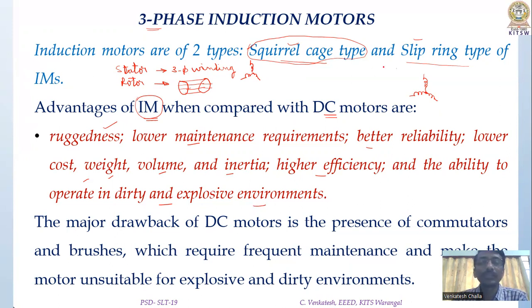But in case of slip ring type, the disadvantage is the presence of external resistors, slip rings and all, and in DC motors, we have the presence of the commutator. The rigidness is not there, but all these advantages can be listed with respect to the squirrel cage type of induction motors. Coming to the DC motors, the main drawback is the presence of commutators, and it requires frequent maintenance for replacing the brushes and all, and it is not suitable for explosive and dirty environments.